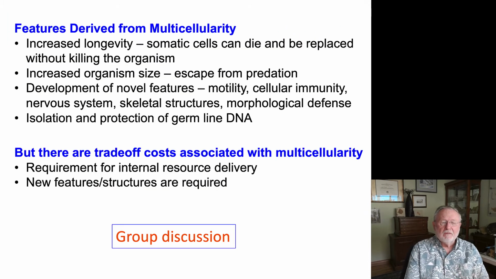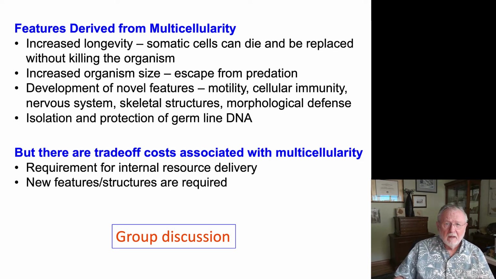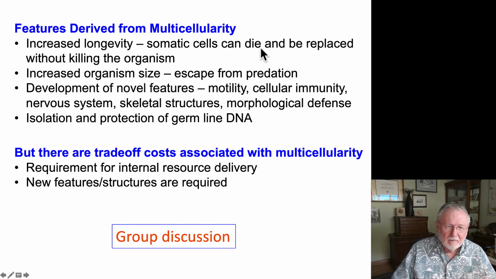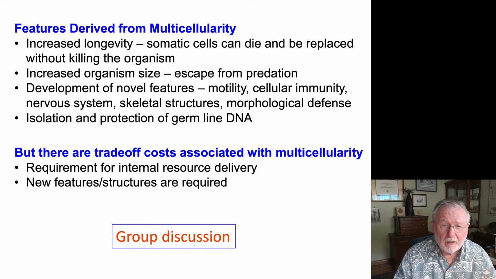So what are some of the features that are derived from multicellularity? Increased longevity is an obvious one. Non-reproductive or somatic cells can die, and they can be replaced without killing the organism. With multicellularity, we can have an increase in size. That means we can have an escape from predation, or an organism could be even more predatory. And we find the evolution of novel features with multicellularity.